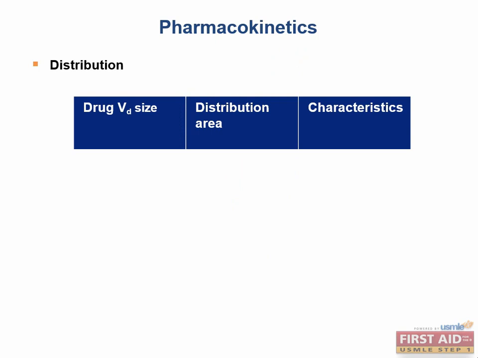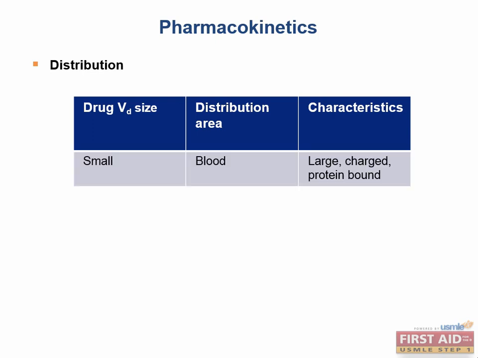Now that we covered some characteristics that are going to affect the distribution or the volume of distribution of a drug within the body, I'm going to now present the same information just a different way. Do you remember what properties a drug would have if it had a small volume of distribution?